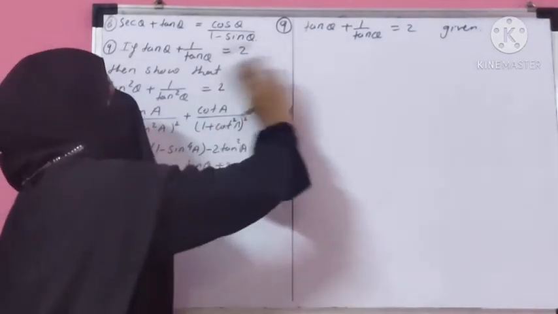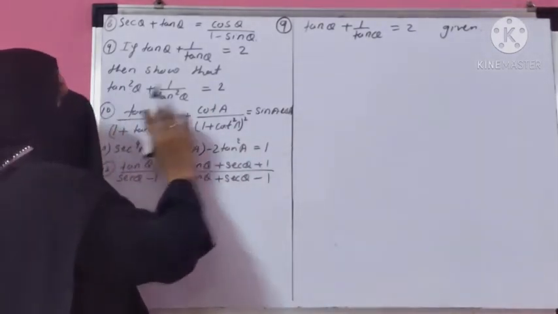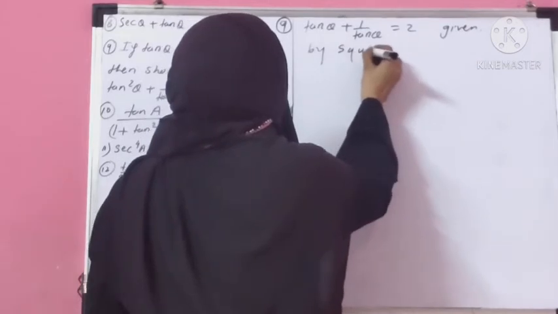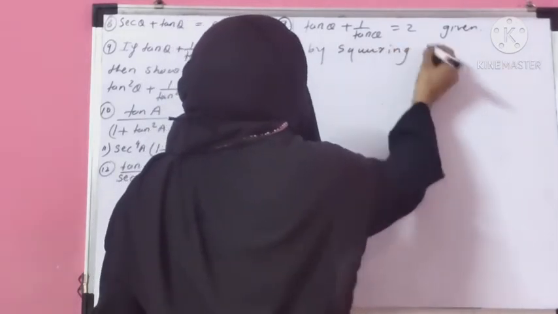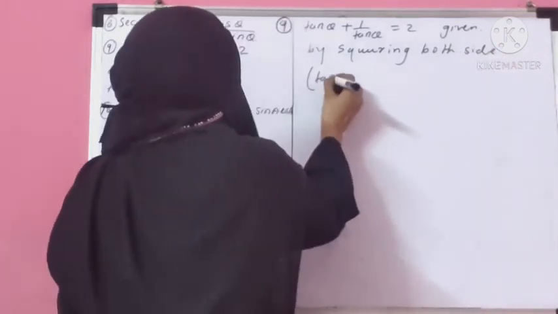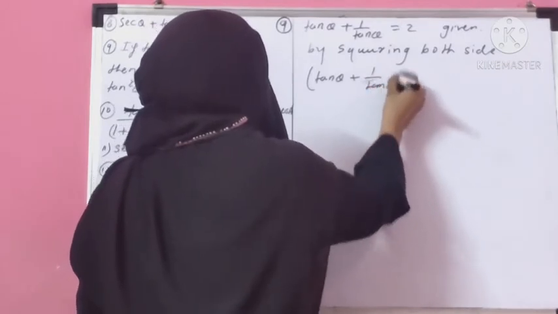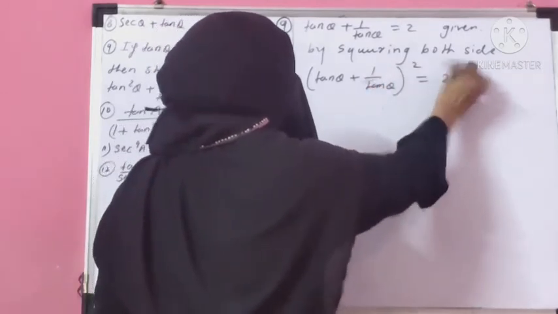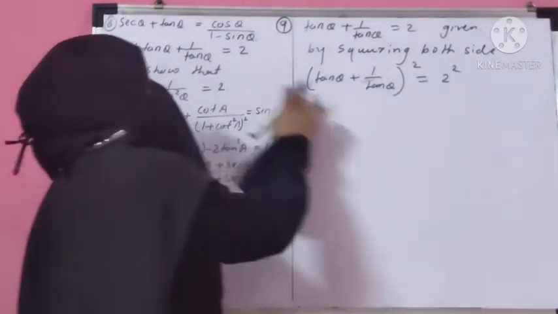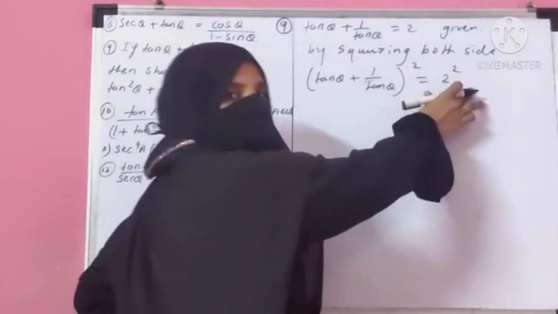Now compare this. The given part is tan theta plus 1 upon tan theta, and you have to prove tan square. That means we can square. By squaring both sides, tan theta plus 1 upon tan theta whole square is equal to 2 square. Squaring both sides, left hand side square and right hand side square.